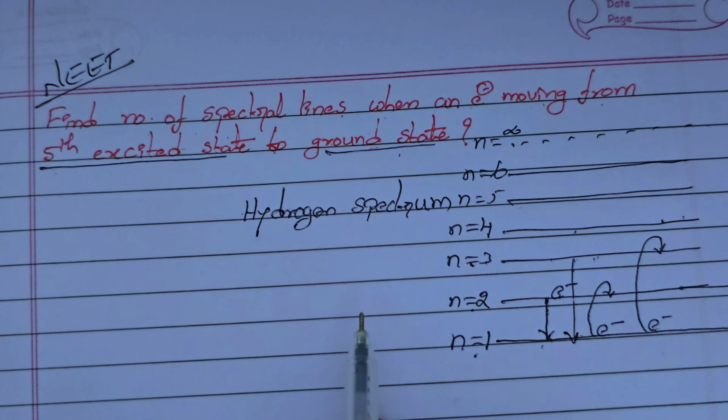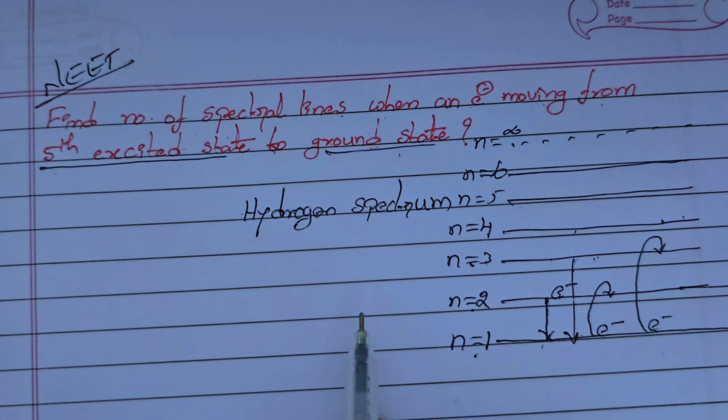Find the number of spectral lines when an electron is moving from the fifth excited state to the ground state. Hydrogen spectral lines, we know that this is the hydrogen spectrum. n is equal to 1, n is equal to 2, n is equal to 3. These are the orbits. The electron is coming from a higher energy level to a lower energy level. Here I draw two lines, the first line and the second line. The electron is coming from higher energy orbits to the ground state. That is the emission spectrum, we know that.